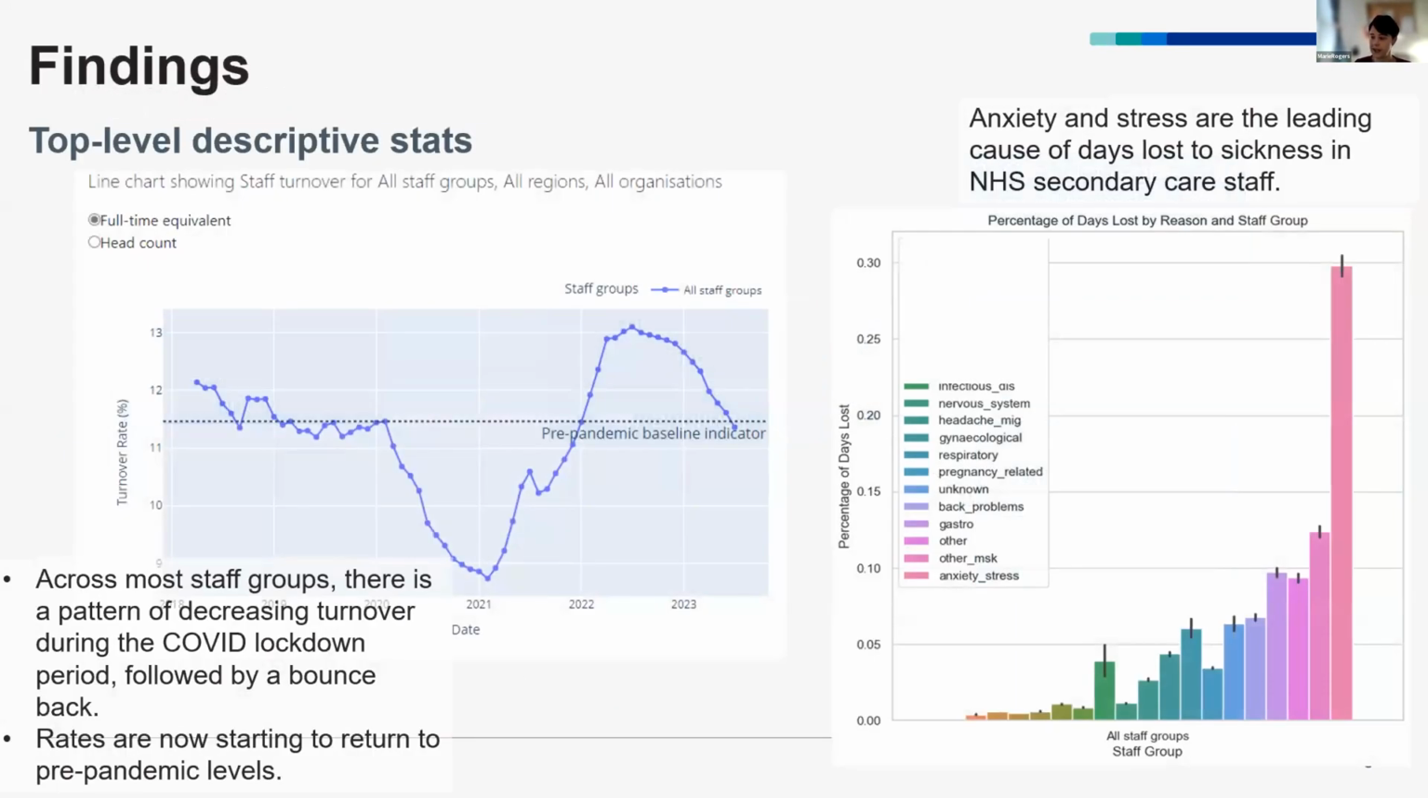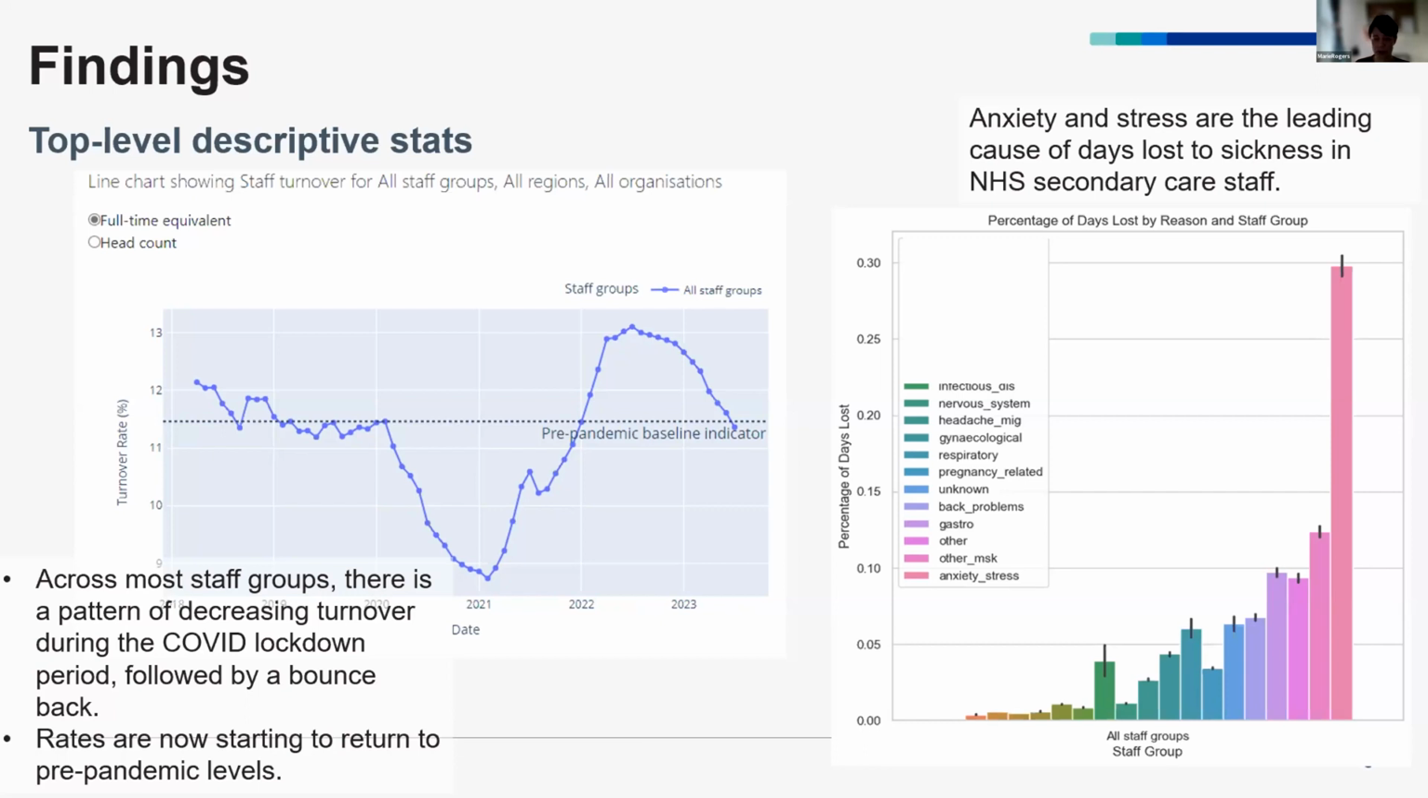Some of the findings here, just at a very top level before I demo the dashboard. So this is the general pattern we see across staff groups and regions and organisations, that turnover rate prior to the pandemic was relatively stable or declining very slowly. During the pandemic, when there was nowhere for people to go, turnover rates went down a lot. And then it started to increase again around summer 2021.